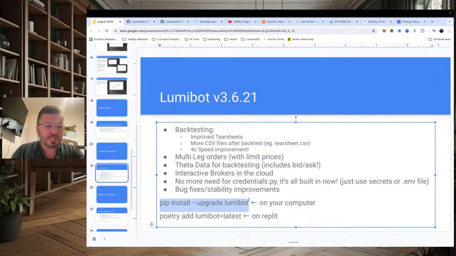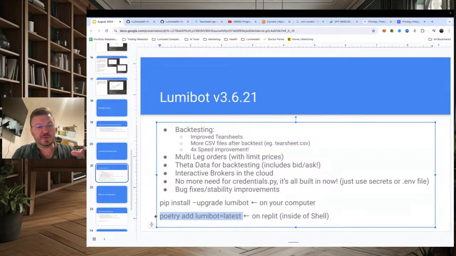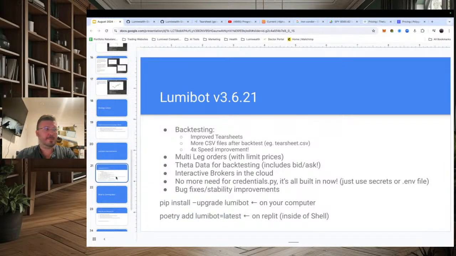If you guys want to use this new stuff, really easy. pip install --upgrade lumibot, run that on your computer to upgrade. Or if you want to do it in Replit, poetry add lumibot@latest. Do that inside of Shell. Right, so if you go into Replit, go into Shell, type this in, poetry add lumibot@latest, and it'll upgrade you to the latest. All right, cool. Any questions around that, guys?